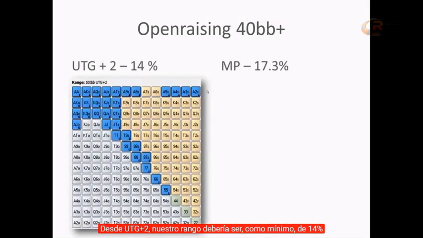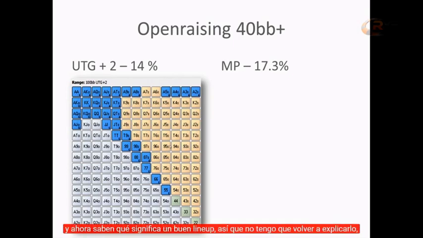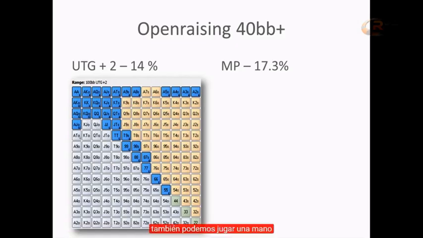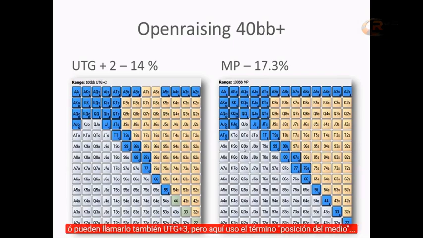From under the gun +2, our range should be at least 14%. Now we start to open raise a hand like king-queen off, pocket fives, also 8-7 suited. And if, again, table is soft, good lineup, and now you know what it means, a good lineup, so I don't need to explain it anymore, we can also open raise a hand like ace-10 off, or the suited aces, or maybe something like king-9, 7-6 suited.